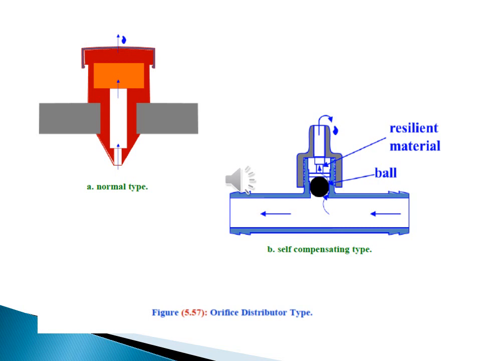Figure showing orifice distributor type, as you see, the normal type and self-compensating type.